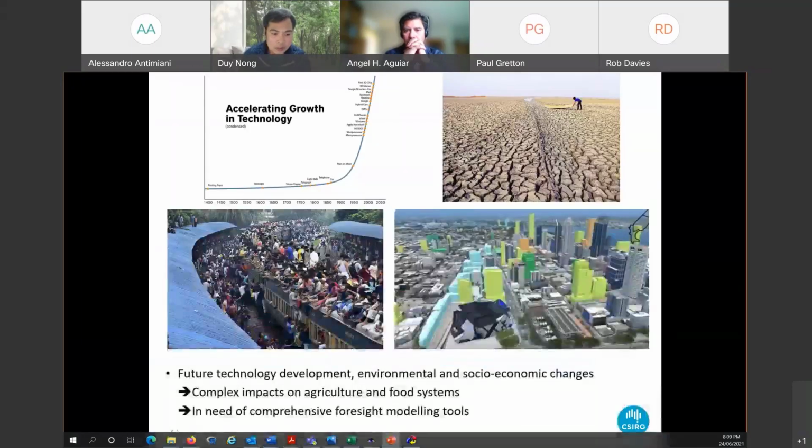As we know, future technology development and environmental and socioeconomic trends, like GDP growth or population growth, may have a complex impact on the agricultural and food system. So we are really in need of comprehensive foresight modeling to provide detailed analysis.